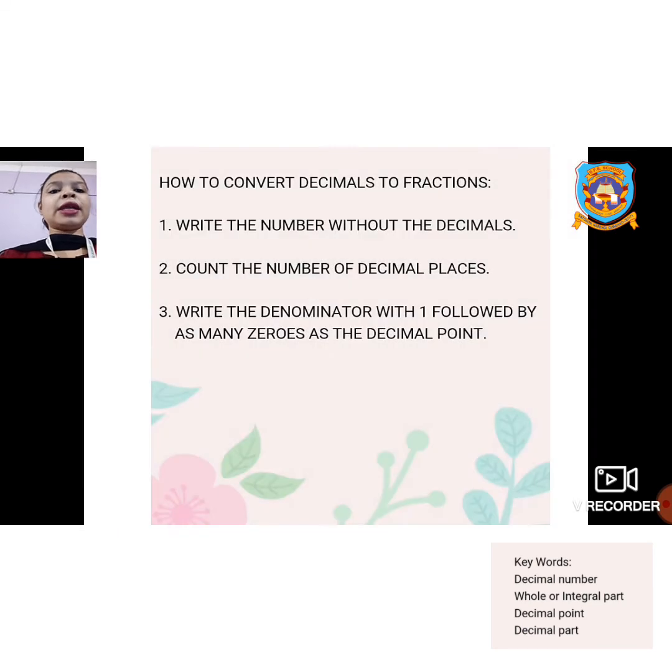Then count the number of decimal places. After the decimal point, how many numbers are there? You have to count that. Then write the denominator with 1 followed by as many zeros as the decimal places. You will understand more when we do examples, but these are the 3 steps to convert decimals to fraction.